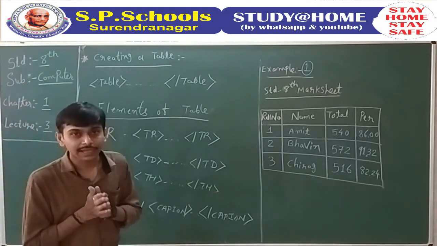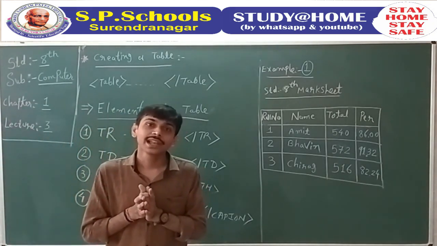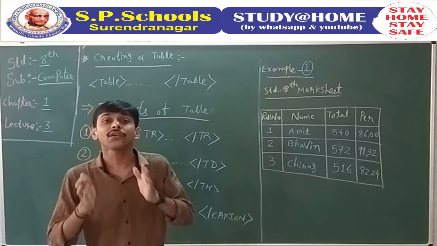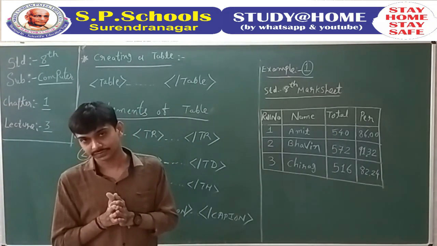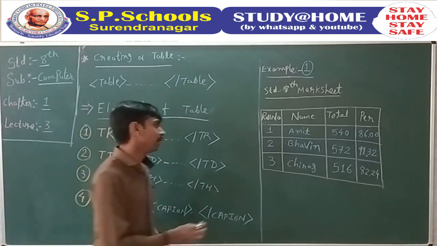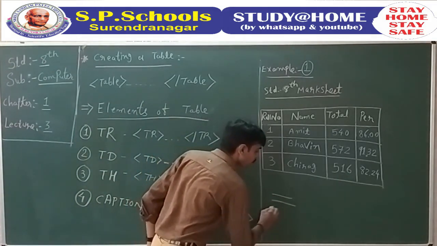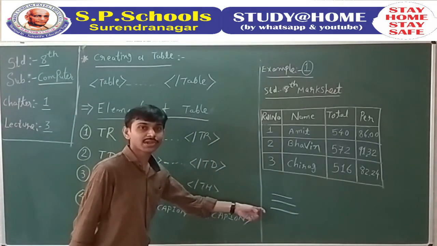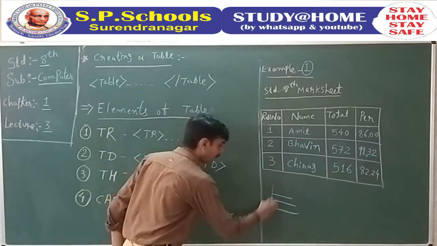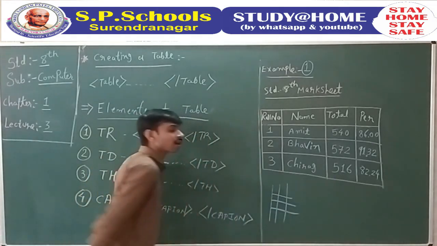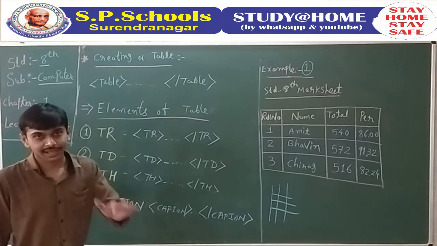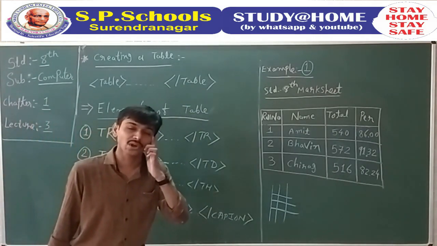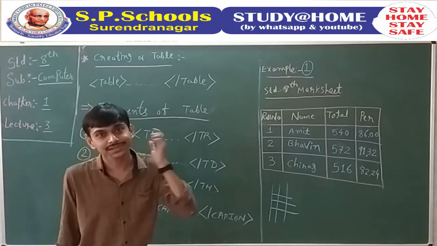As we know, a table is an arrangement of rows and columns. This is known as rows. Horizontal lines are known as rows and vertical lines are known as columns. A table is a collection or arrangement of rows and columns.